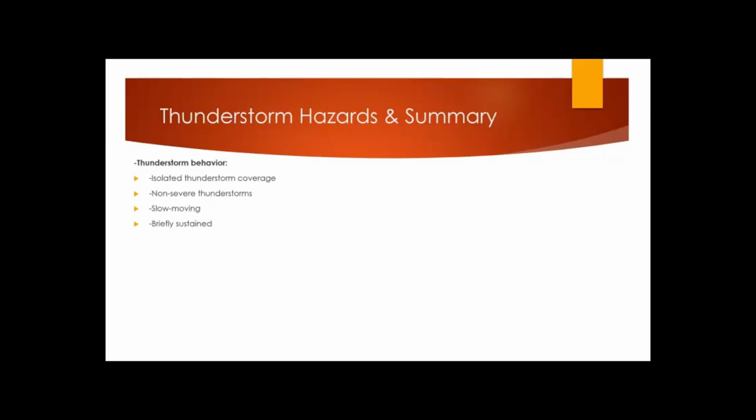Okay, so putting all this together, this wealth of information, first, I expect thunderstorm behavior to be isolated in coverage, so very sparsely distributed thunderstorms. This is mostly because the cold front's lift is not particularly strong to guide scattered to widespread coverage. For the same reasons, in addition to weak wind shear, as I showed previously in that sounding profile, I expect these to be non-severe thunderstorms, nothing strong to severe.